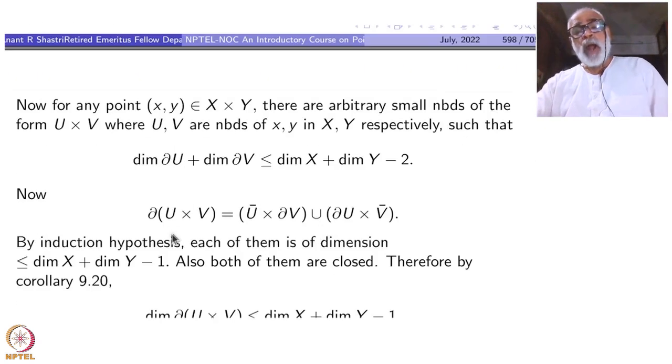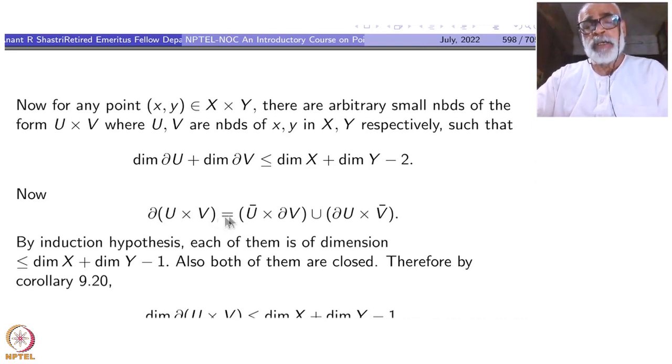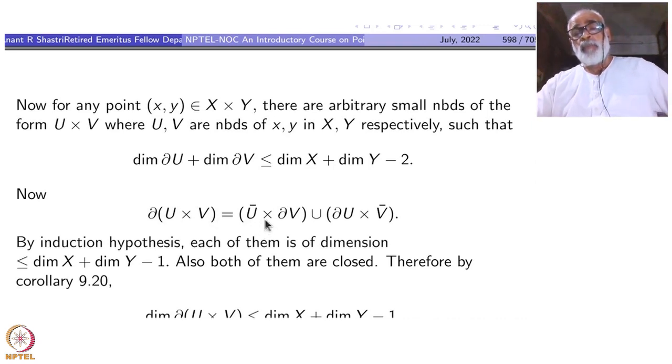Now, what is boundary of u cross v? It is by definition u cross boundary of v union boundary of u cross v. Right? You can take the closures here. Boundary of u cross v is the same thing as boundary of u bar cross v bar. Then you get u bar cross boundary of v union boundary of u cross v bar.